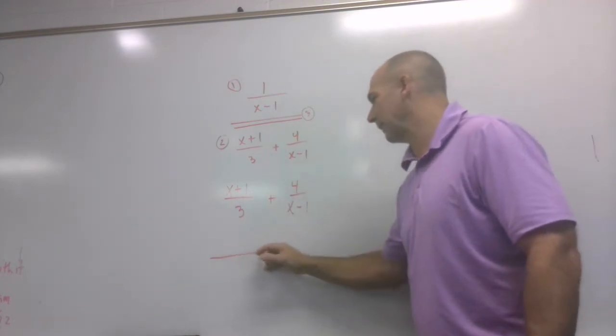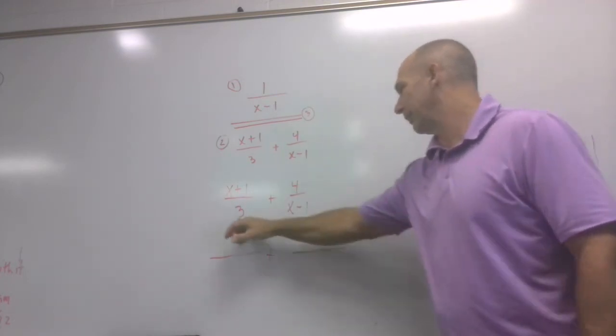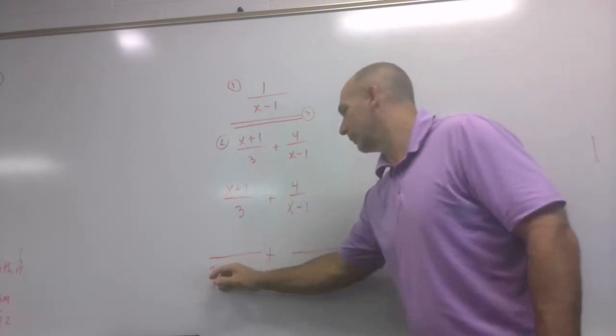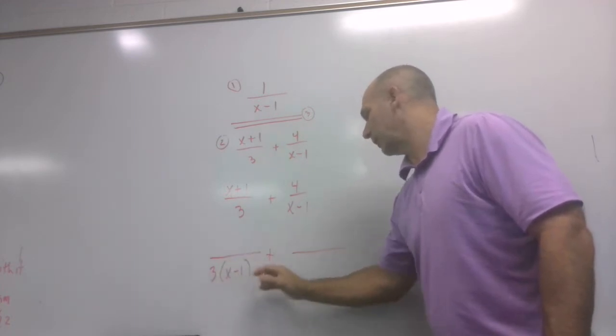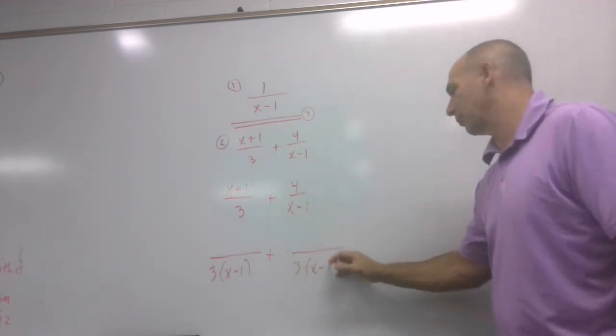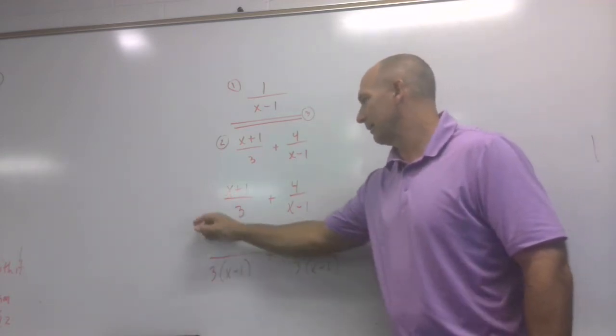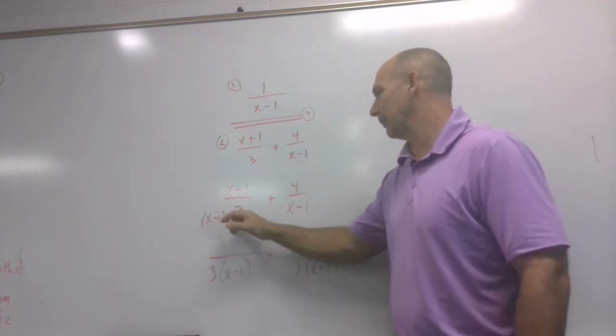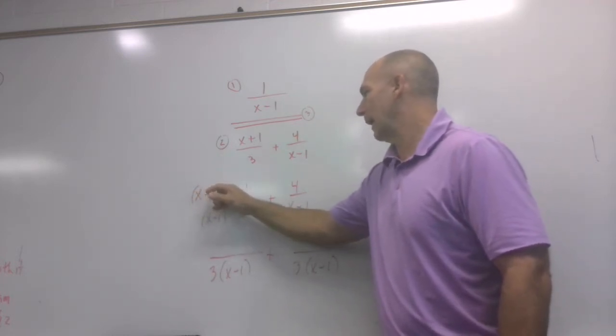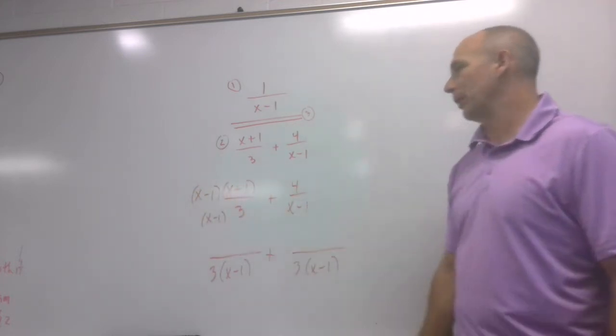What's our common denominator going to be? This times this. 3 times x minus 1. Ask yourself, what do I got to multiply this by to get this? That'd be x minus 1. But if I do it down there, I got to do it up there. A little bit of difficulty here.